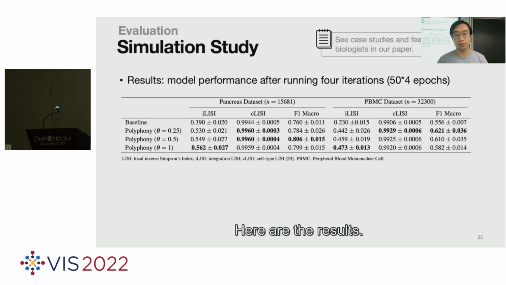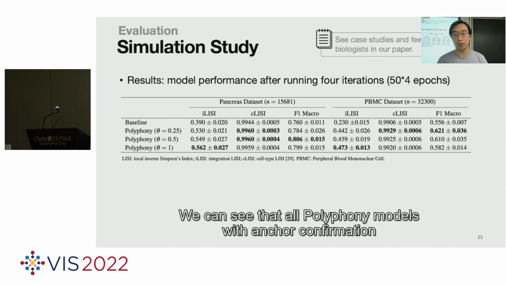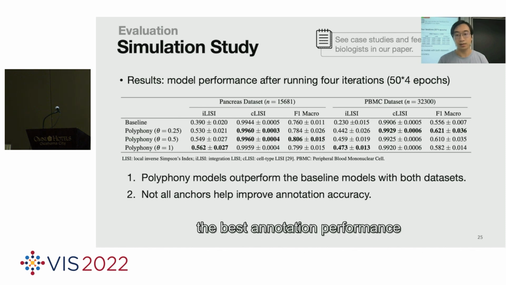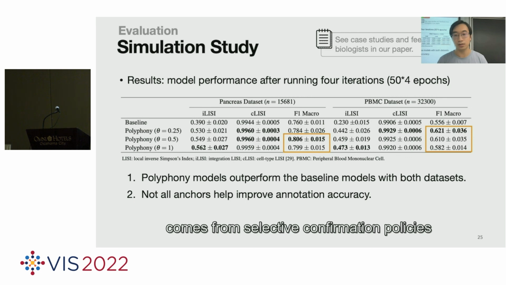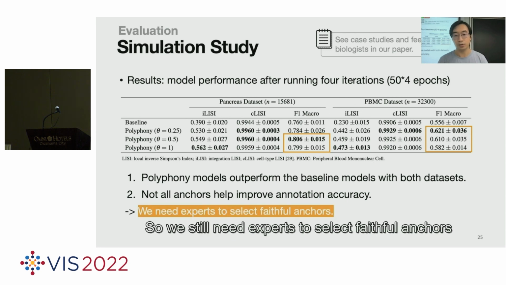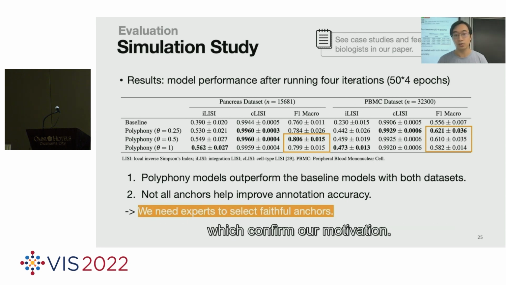Here are the results. You can see that all Polyphony models with anchor confirmation outperform the baseline models. And we also noted that the best annotation performance comes from selective confirmation policies, which means that not all anchors help improve the annotation accuracy. So we still need experts to select the feasible anchors, which confirms our motivation.